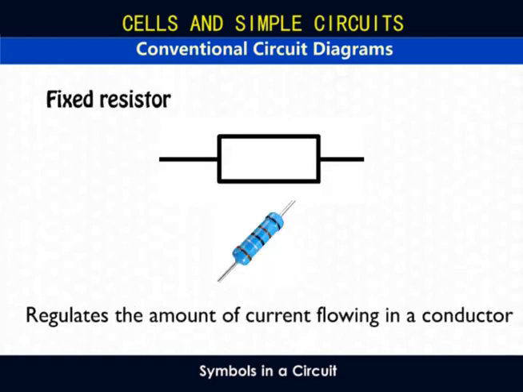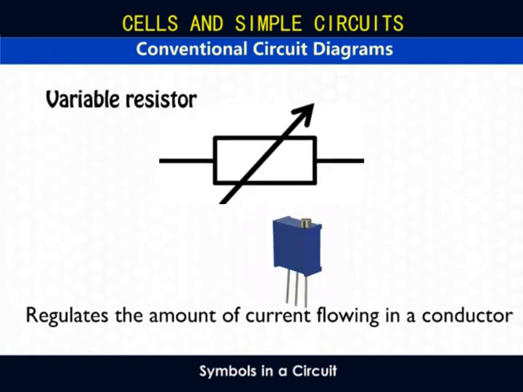This is a fixed resistor. We will learn more about resistors in Form 3, but we can just mention it restricts the flow of current. This is a variable resistor. It simply means we can vary its resistance to the flow of current. It basically regulates the amount of current passing through a circuit.